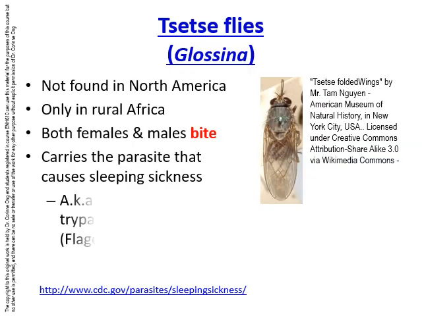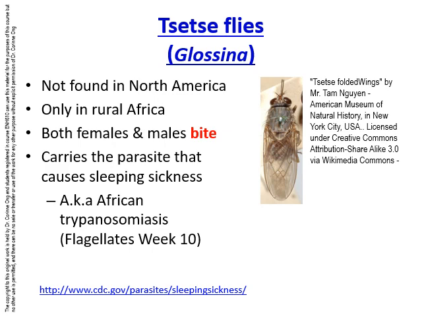Since we're looking beyond North America, let's look at the very last group of flies. These are the tsetse flies in the Glossina family. They're only found in rural Africa. Both males and females bite. The main reason we're looking at them is because they can transmit sleeping sickness, which is also known as African trypanosomiasis. This disease is caused by a flagellated protozoan, which we'll learn about later on in the semester.